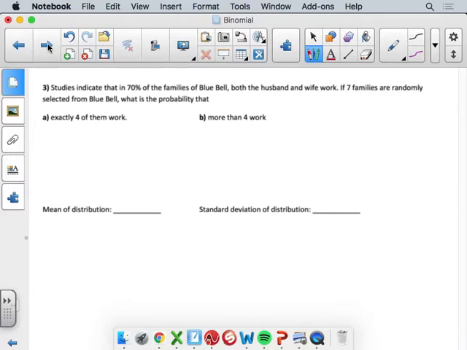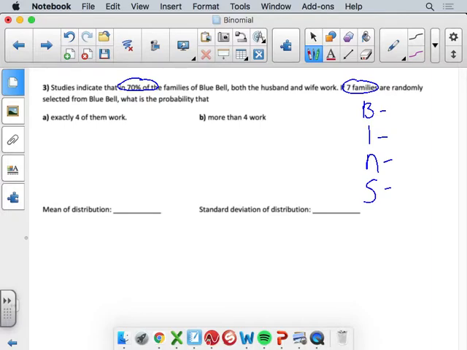Alright. So I'm seeing studies indicate a certain probability happening all the time. I've selected a certain number, and I'm asking for a probability of 4 out of 7, more than 4. So I'm going to check and see if I can use binomial first. You do need to show your assumption. You do need to show that you can use it. So you write this out. Just BINS. Just real quick.